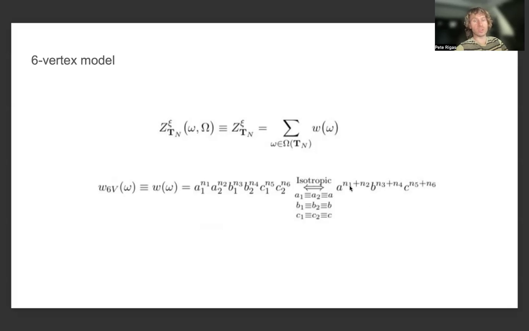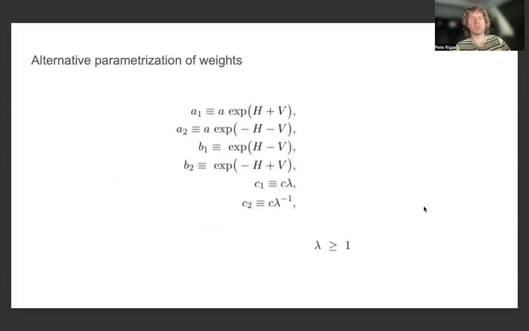And as I had alluded to in the previous slide, under an isotropic parameter choice, you can establish a correspondence between setting A1 equal to A2 equal to A, or B1 equal to B2 equal to B, or even C1 equal to C2 equal to C, which can give a way to homogenize the types of weights which appear in the weight function of the six vertex model, which can be a little more simple for studying the resulting probability measure. But we can also introduce an alternative parameterization of weights.